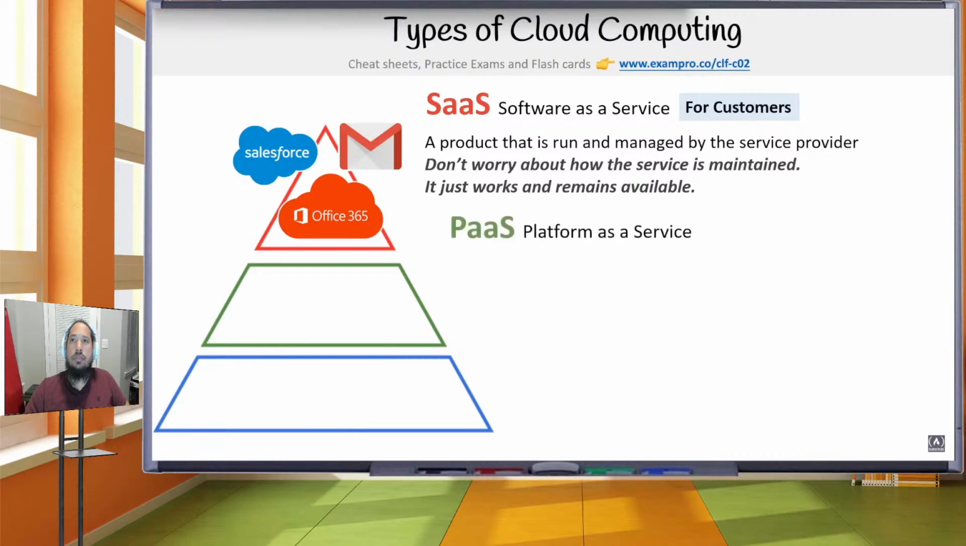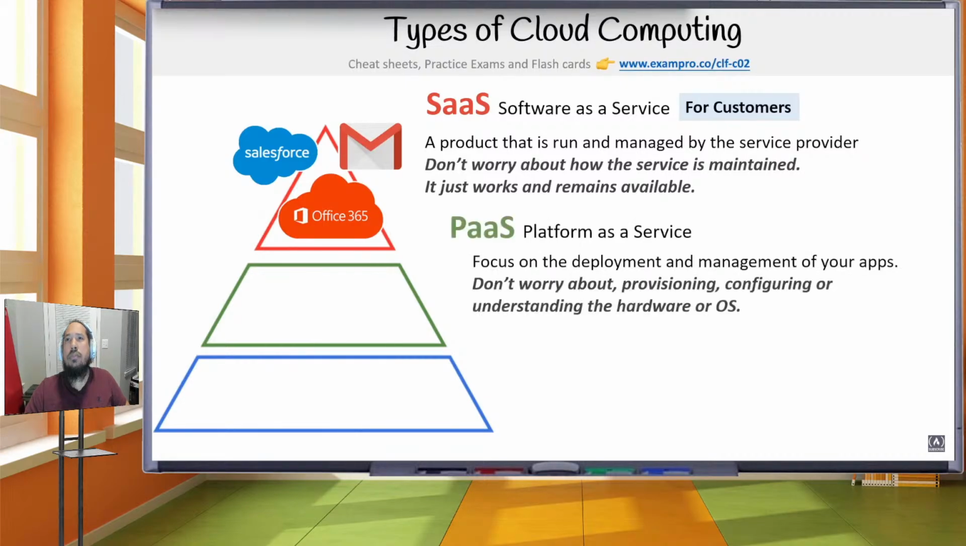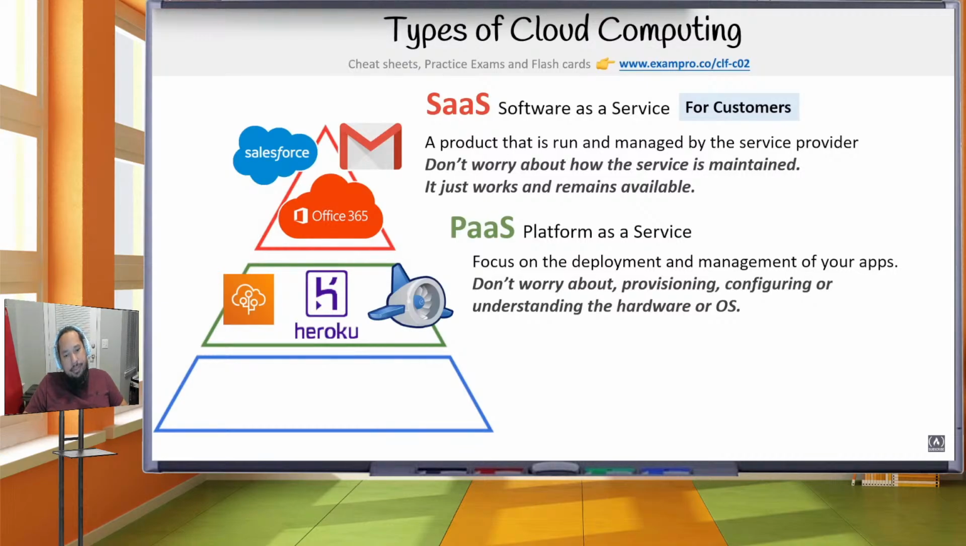Then came along platform as a service, also known as PaaS. And these focus on the deployment and management of your apps, so you don't worry about provisioning, configuring, or understanding the hardware or operating system. And so here we'd have things like Elastic Beanstalk, Heroku, which is very popular among developers that just want to launch their code, or Google App Engine. And that is the old logo, but that's the logo I like to use because I think it looks cool. And so these are intended for developers. The idea is that you just deploy your code and the platform does the rest.